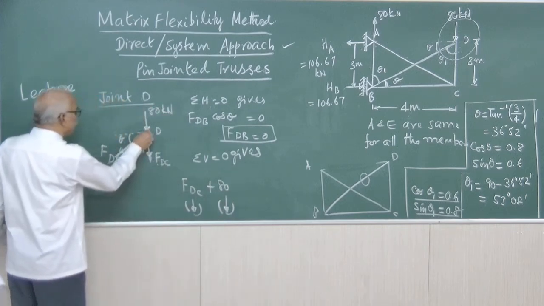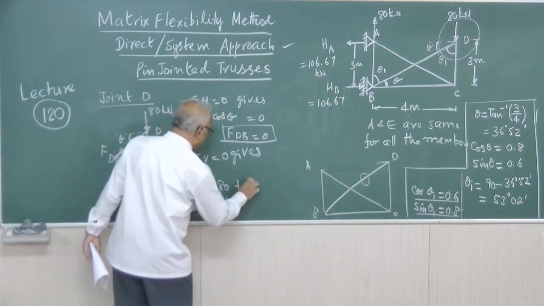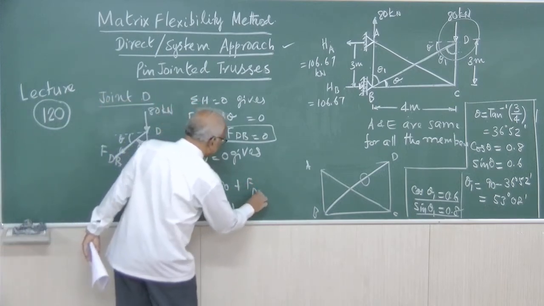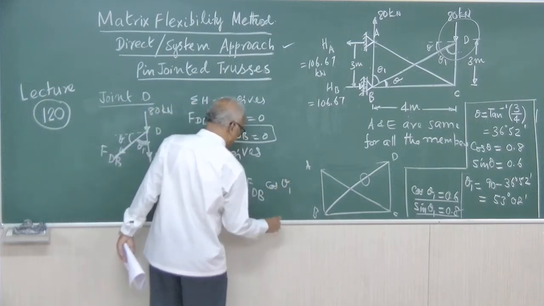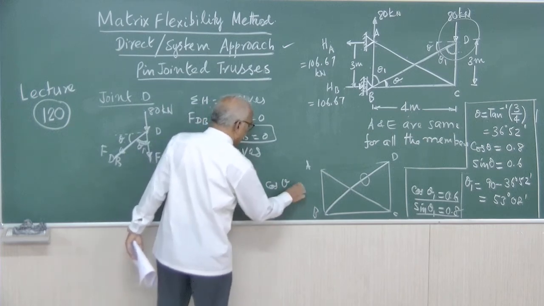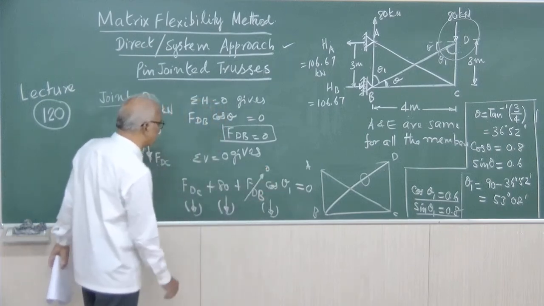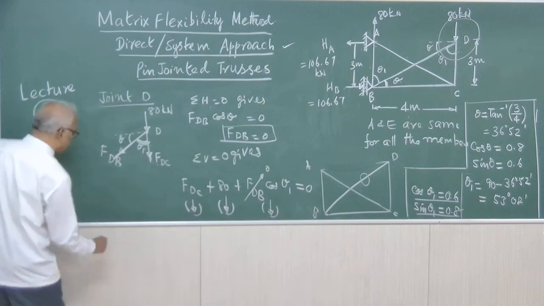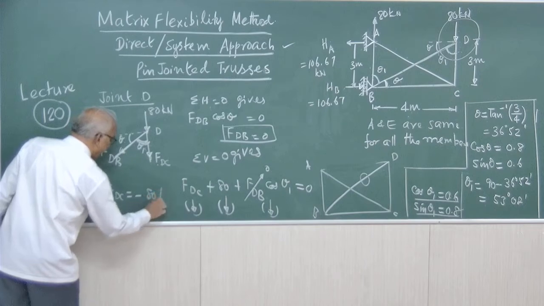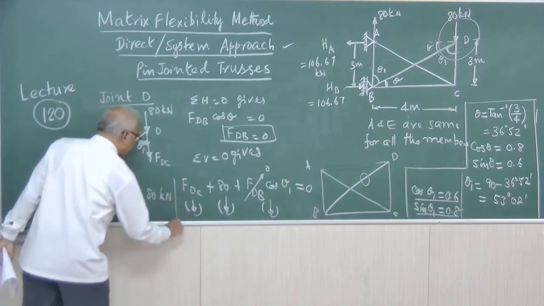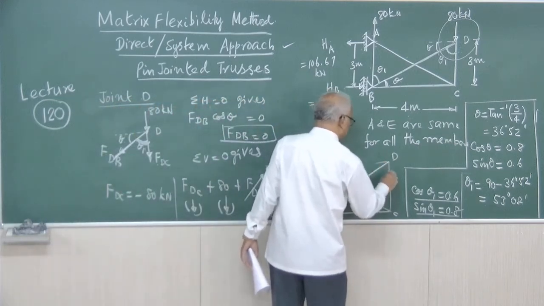Then FDB into cos theta 1, cos of its angle with the vertical. So plus FDB into cos of its angle with vertical, cos theta 1. This is also downwards, equal to 0. So we know FDB equal to 0. Therefore, that term will vanish. Therefore, FDC will be minus 80 kilonewton. Therefore, FDC minus means it is compressive.